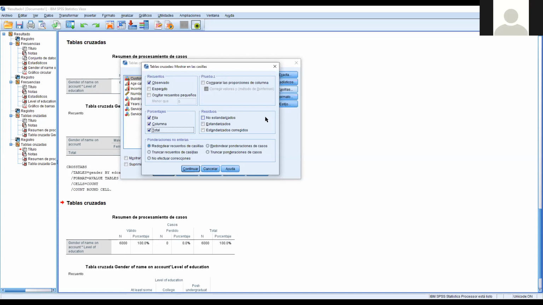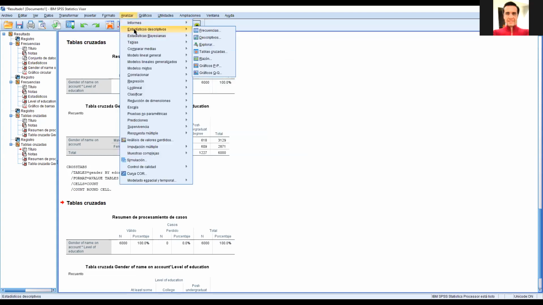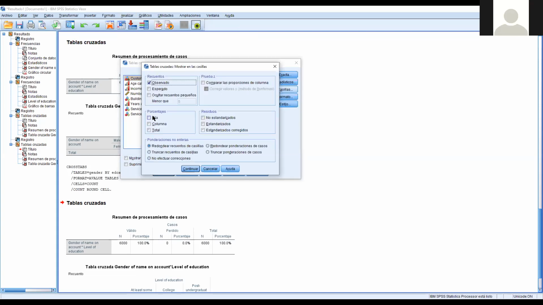Sorry, can you repeat? Analyze statistics, descriptives, cross tables. You should have gender and level of education, then casillas, or cells, and all of the percentages. Where is the casillas option? Ah, yes. Casillas.